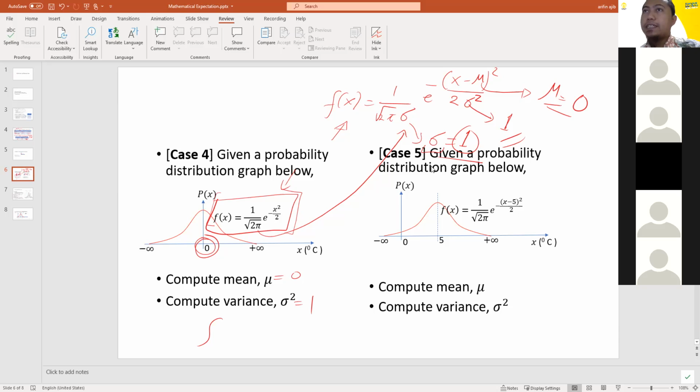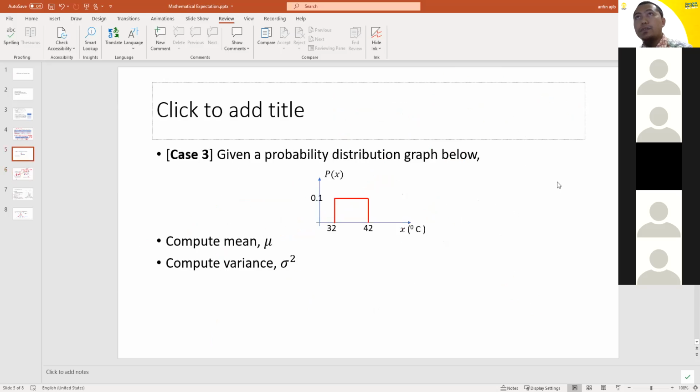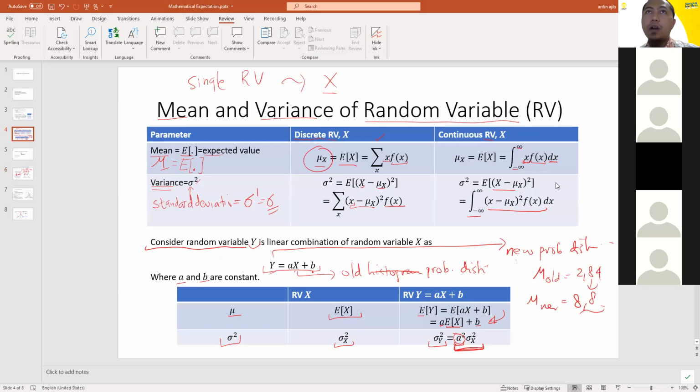From the same case here, we can easily see that the mean is 5. Is it correct? Yes, sir. And the variance is 1. How to compute it? It is based on the formula at the previous slide. This is how to compute. Actually, we are dealing with a continuous random variable. Mathematically you can compute using this formula.